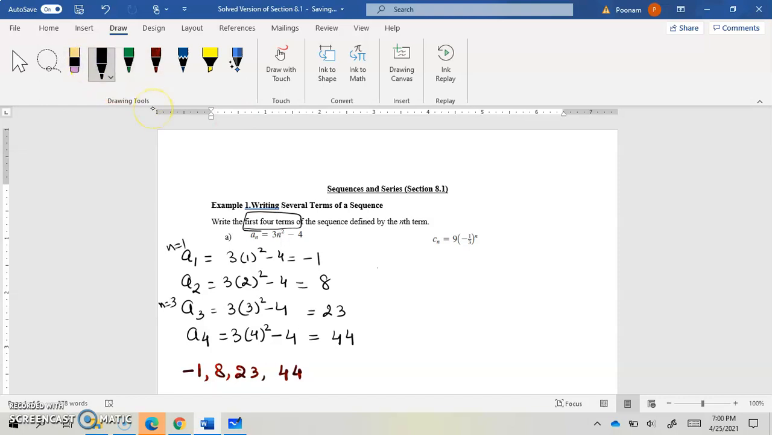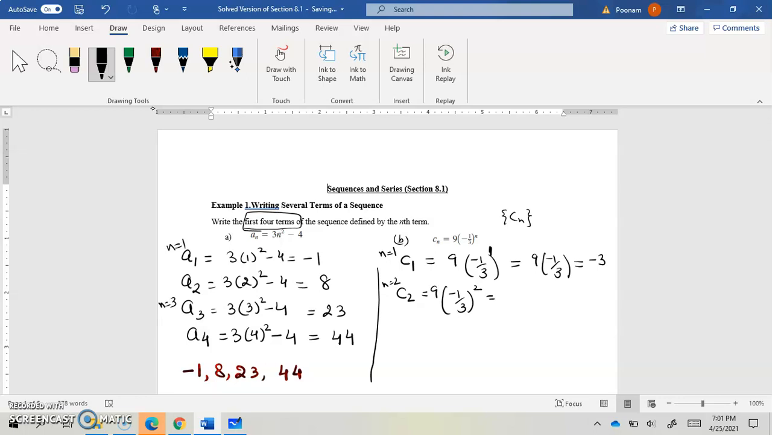Let's try one more example. Part B has cn. The name of the sequence is cn, where cn is given as this. Let's find c1. When you're finding c1, n is equal to 1. In the formula, you just have to put 1 in place of n. So that is 9 times negative 1/3, and we can cancel it. We will get just negative 3. For c2, n would be 2. 9 times negative 1/3 squared. When you square a negative, it becomes positive. So we have 9 times 1/9, which would be 1. c3: 9 times negative 1/3 cubed. A negative cubed is negative, so 9 times negative 1/27. This cancels to negative 1/3.